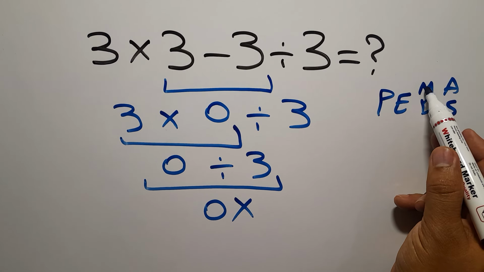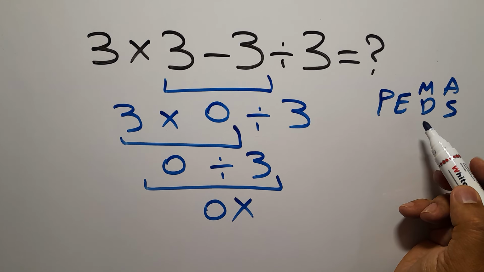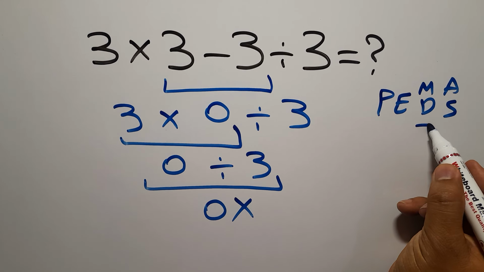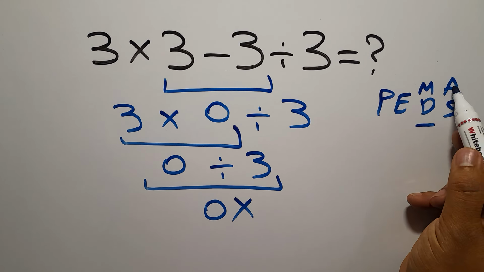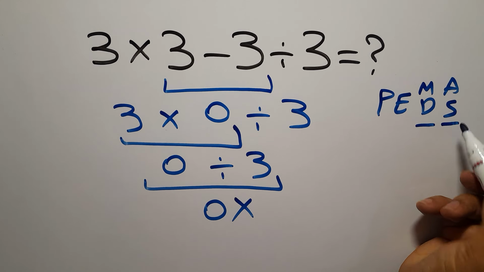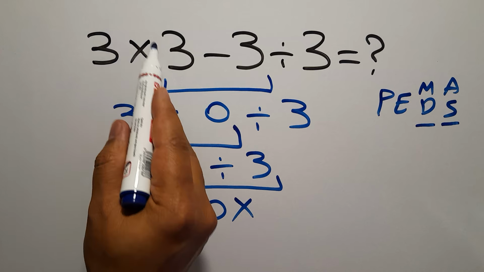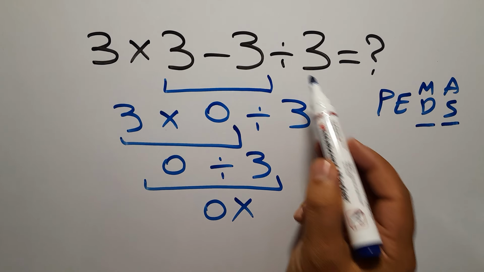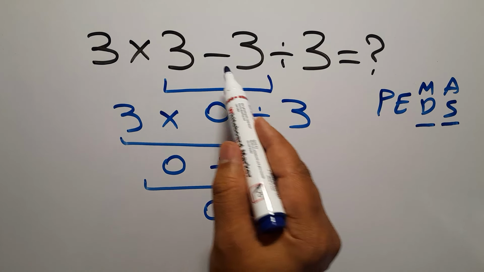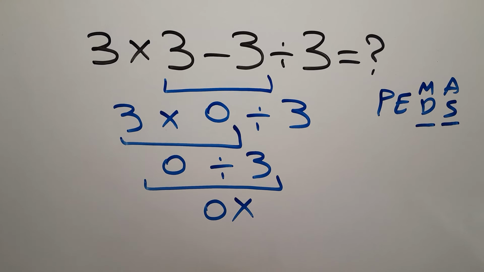Remember that multiplication and division have equal priority and we have to work from left to right. And the same applies to addition and subtraction. So here, first we have to do this multiplication, then this division, and finally this subtraction.